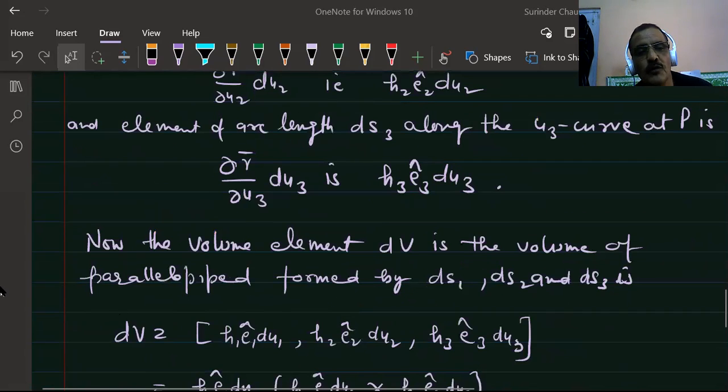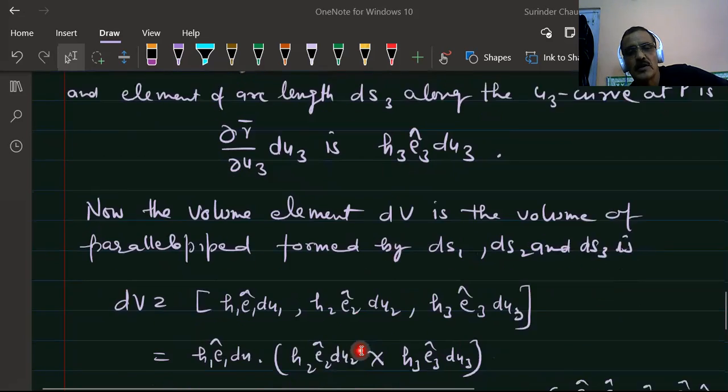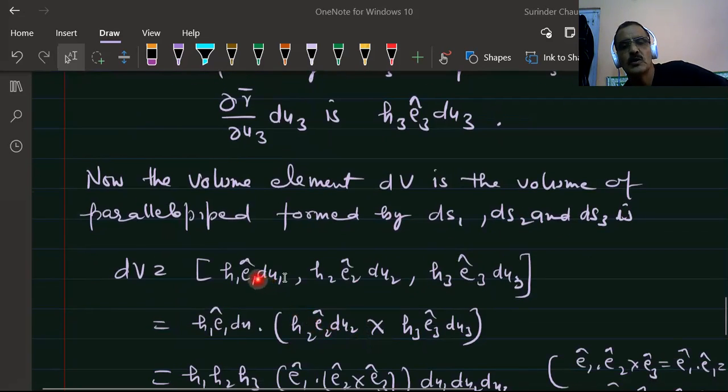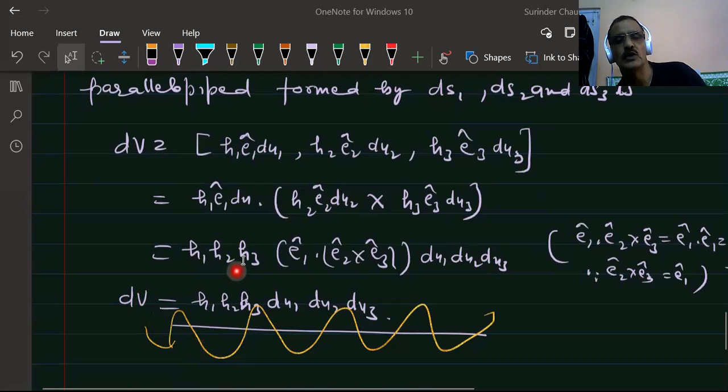So the volume element dV is the volume of the parallelepiped formed by ds1, ds2, ds3, which is the scalar triple product. With scalars taken outside, A dot B cross C becomes e1 dot e2 cross e3. Since e2 cross e3 is equal to e1, and e1 dot e1 is equal to 1, dV is equal to h1 h2 h3 du1 du2 du3.